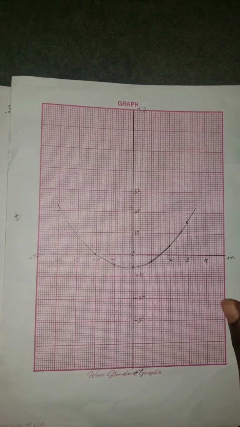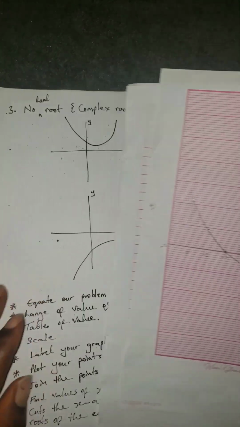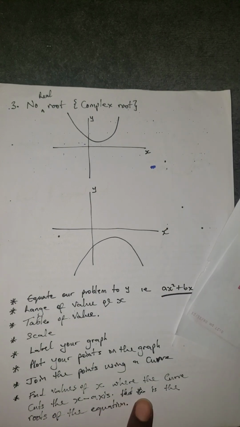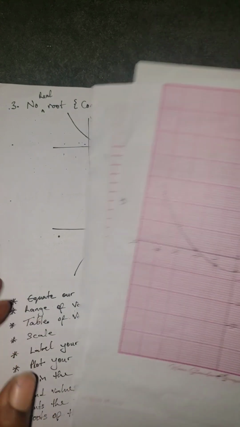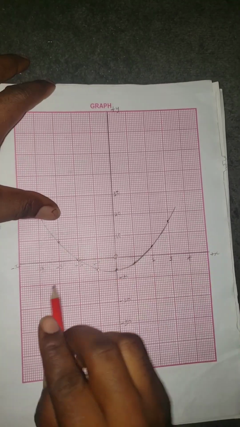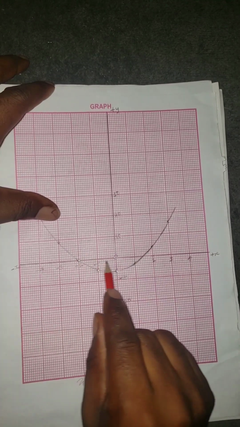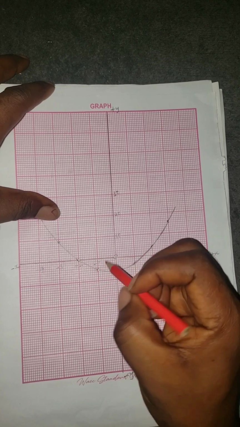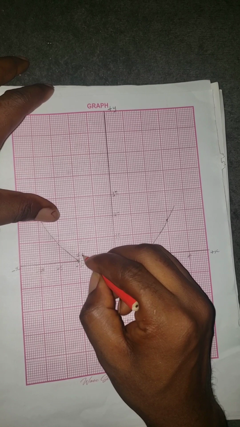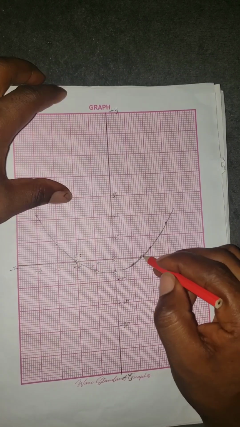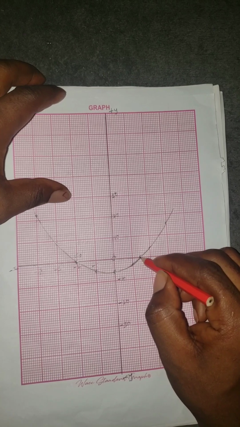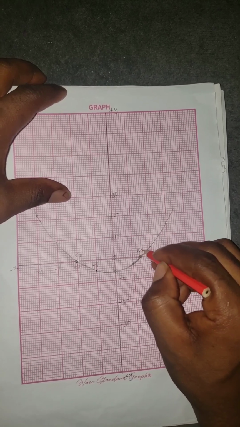The next thing now is, where is the curve cutting the x-axis or touching the x-axis? That is the solution of our graph. So we need to find a value. This is our x-axis. We need to find a value at this point, let's call it our x1. And another point where it cuts the x-axis is at this point. So that is our x2.